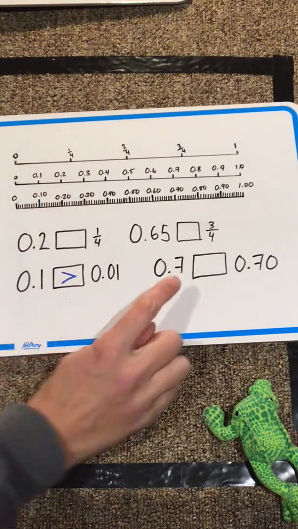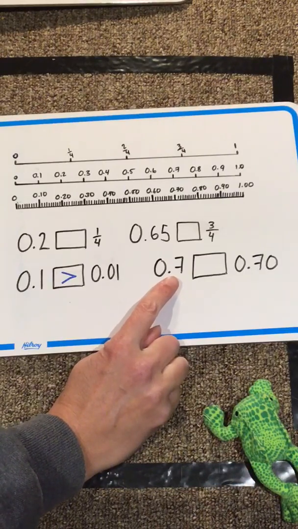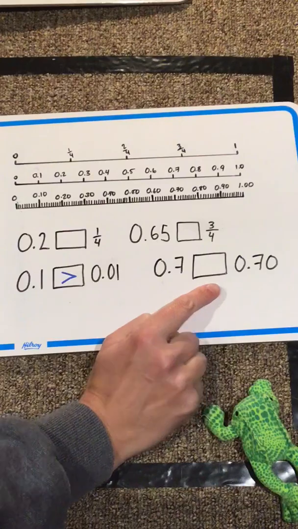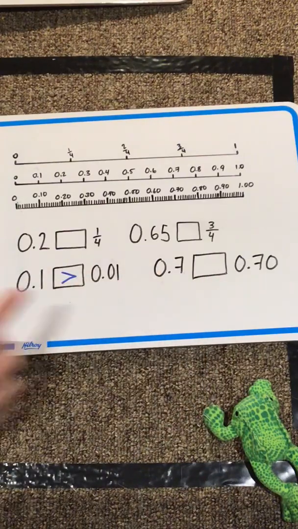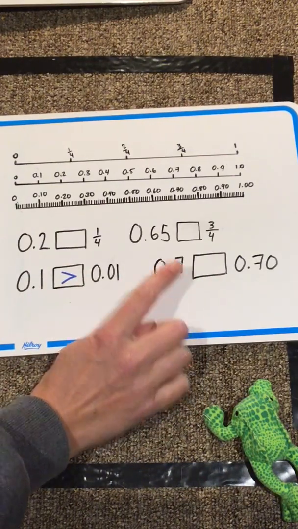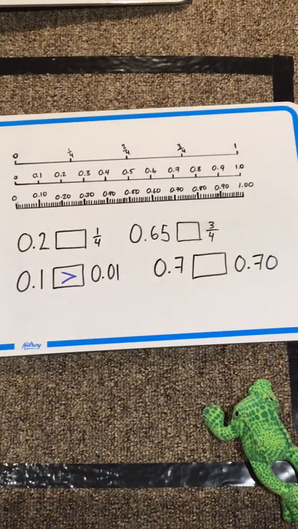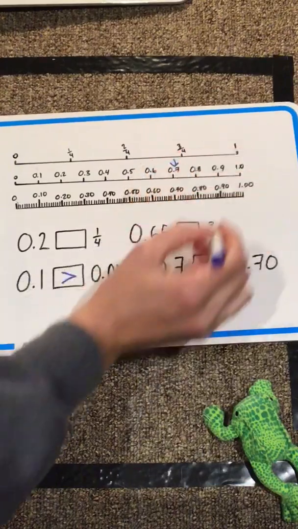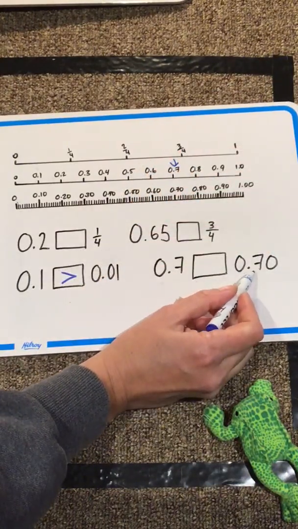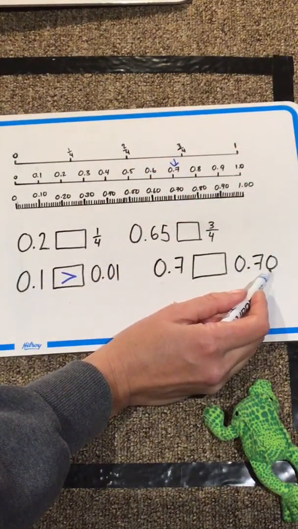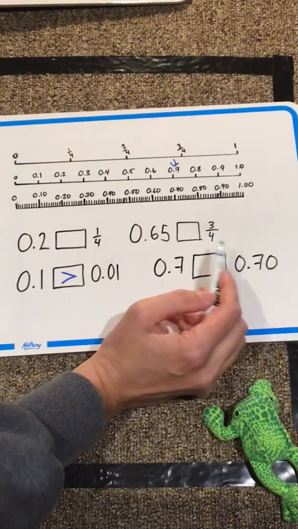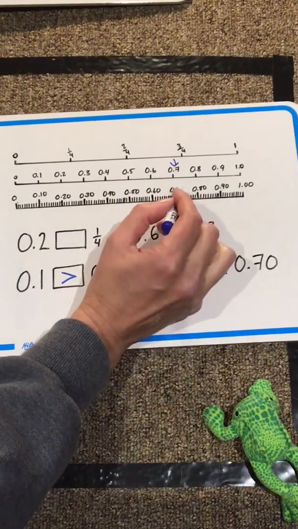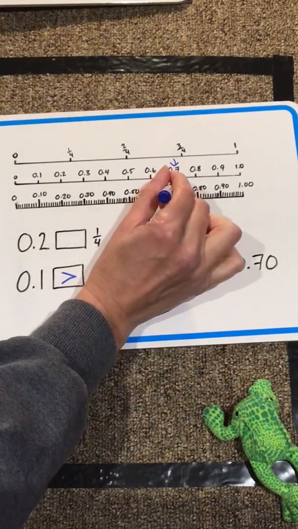Next up, we are comparing 0.7 to 0.70. Okay, so we're going to find them on their number line. So this one's looking at tenths. So we look for the one that's just split into 10 pieces. Here it is, there's 0.7. Okay, now we want 0.70, so 70 hundredths. We look at the one that is split into 100 tiny little pieces. And here it is, 70 hundredths.